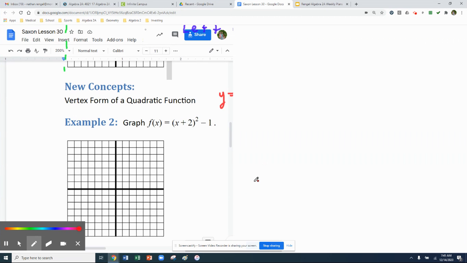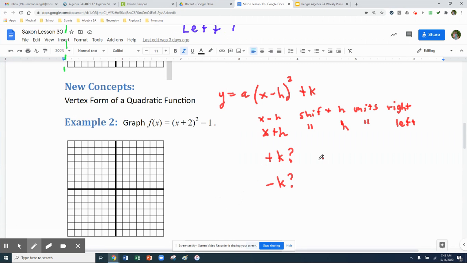Now heading back to our notes. If we have a plus k, that's going to move me up k units. And if I have a minus k, that's going to move me down k units.